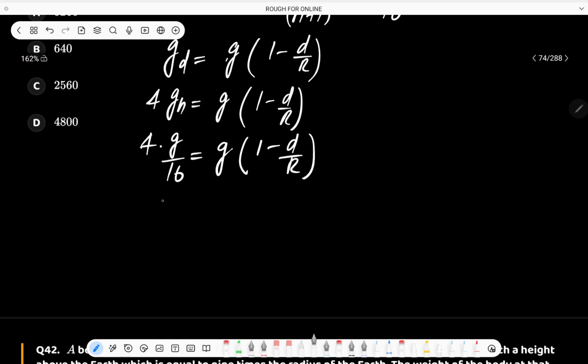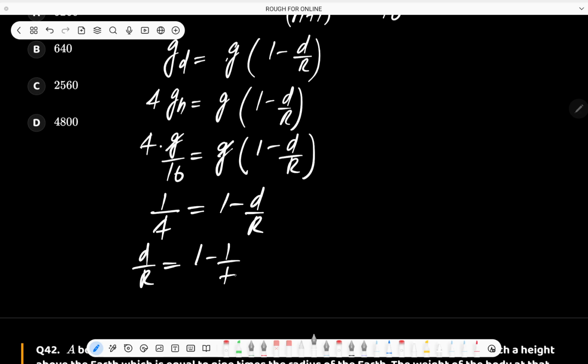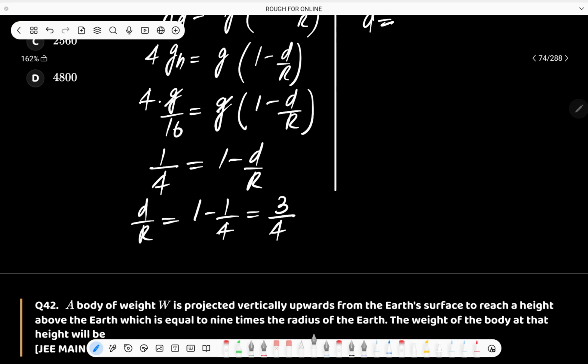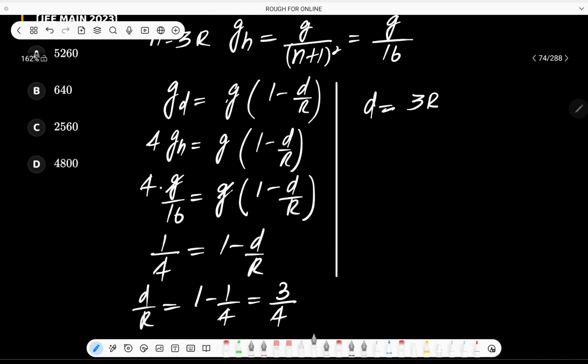Alright, which means that this equation will be here. g and g will cancel. This is here, 1 by 4 equals 1 minus d by r. d by r will be equal to what? It will be 1 minus 1 by 4, and what is this? It is 3 divided by 4. So eventually this depth comes out to be 3R divided by 4.